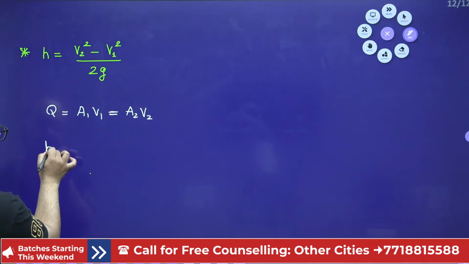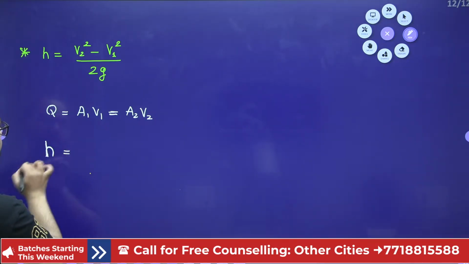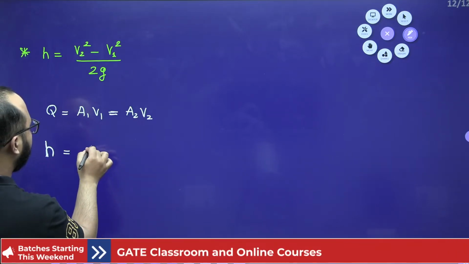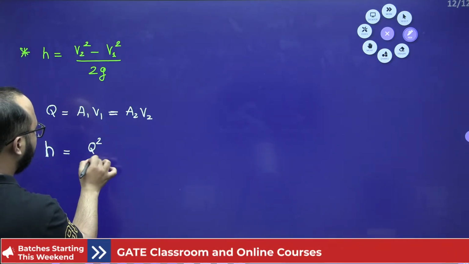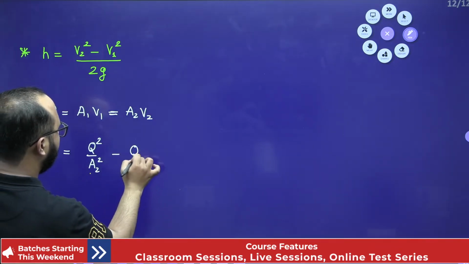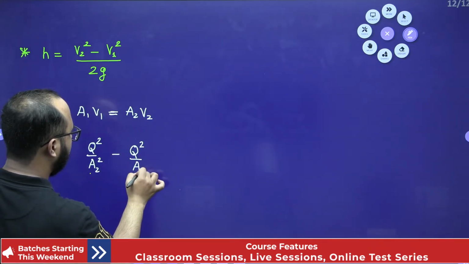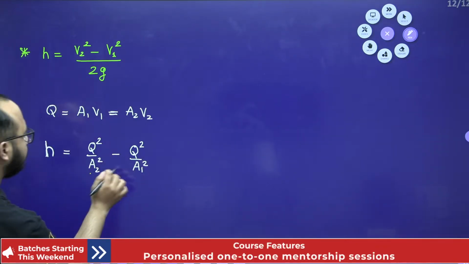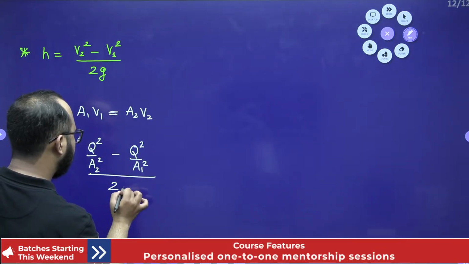This is the H value. H value stands for pressure head difference. Now, instead of writing V2, I will be writing Q square divided by A2 square minus Q square divided by A1 square. So this is V2 square, this is V1 square, divided by 2G.